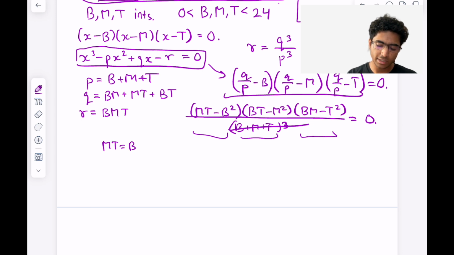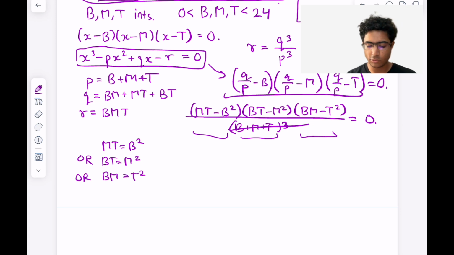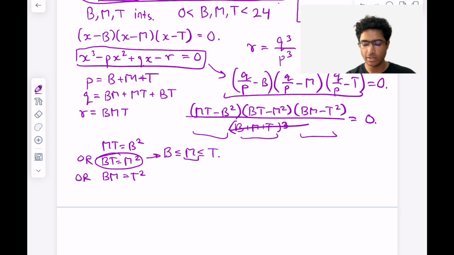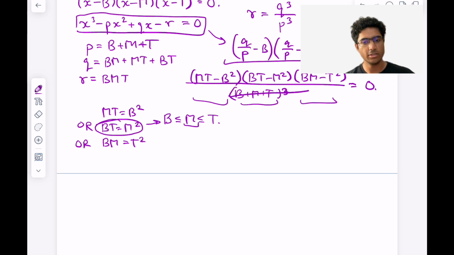mt equals b squared, or bt is m squared, or bm equals t squared. And so one of the numbers is the geometric mean of the other two. Let's say we ordered these numbers and used this relation. That means that m, the middle number, is the geometric mean of the other two numbers, and furthermore, all three numbers form a geometric sequence. This tells us to do a little bit of casework.